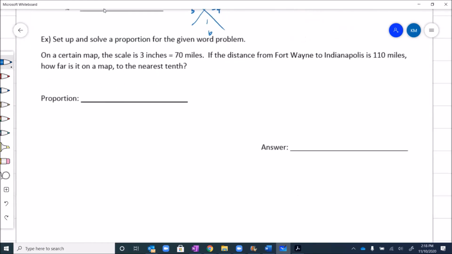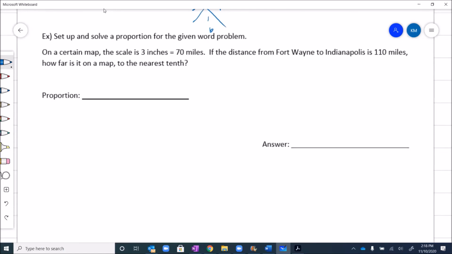And our final question here says, set up and solve the proportion for the given word problem. On a certain map, the scale is 3 inches equals 70 miles. If the distance from Fort Wayne to Indianapolis is 110 miles, how far is it on the map to the nearest tenth? So here's our proportion. We have 3 inches to 70 miles. We want to set up a proportion on this side, and our labels are really important because when we set up our labels, it makes it a lot easier for us to know where numbers go.